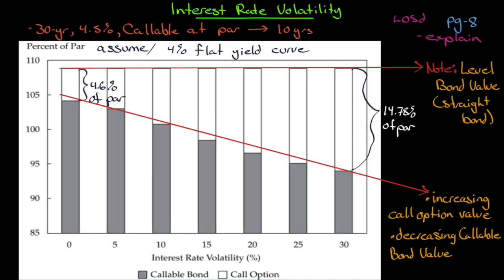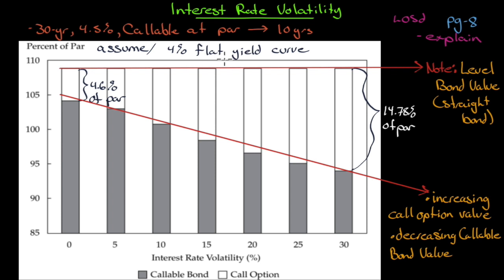Okay, well, let's have a look at a callable and a puttable bond. We'll start with a callable bond here, and let's get some kind of benchmark. Let's look at a 30-year callable bond at par in 10 years, 4.5% coupon. We're going to assume a 4% flat yield curve. And all we're going to do, if you look along the bottom here, is change the interest rate volatility. So let's start with this red line right across here. We have a level bond value no matter what rate of volatility we have. The volatility doesn't affect the tenor of the bond. It's still a 30-year. It doesn't affect the coupon. It's still a 4.5% bond. It doesn't affect the yield curve.